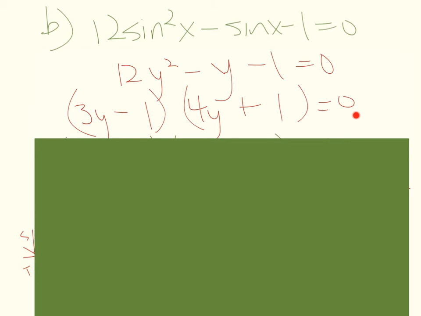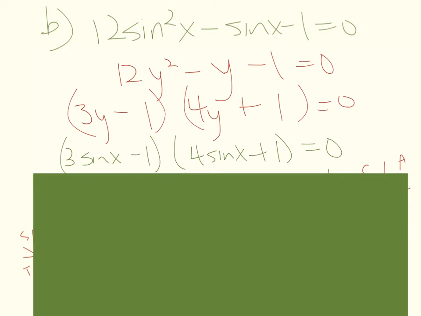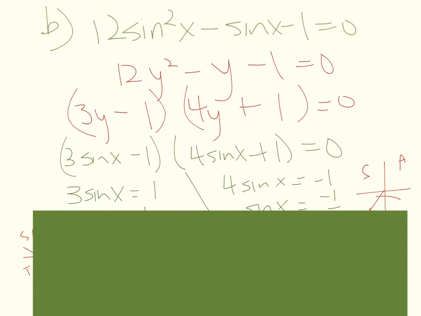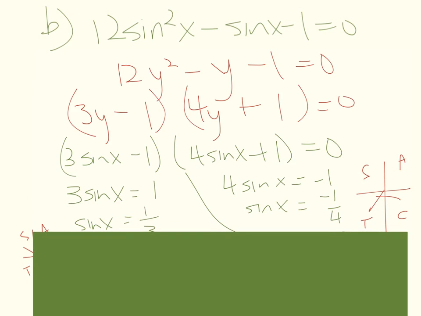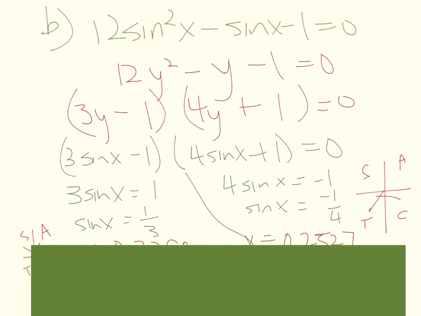So now I can solve for y. Putting sine x back into those factors, because y is sine x, I get 3 sine x minus 1 and 4 sine x plus 1 are equal to 0. Rearranging those two possible equations, I get sine x equals 1/3 or sine x equals negative 1/4.